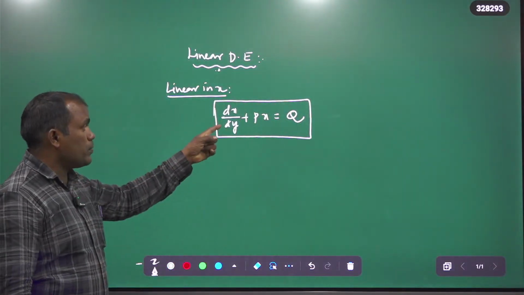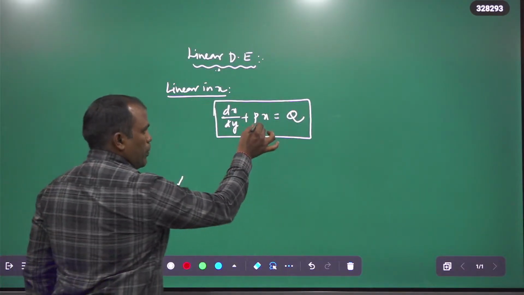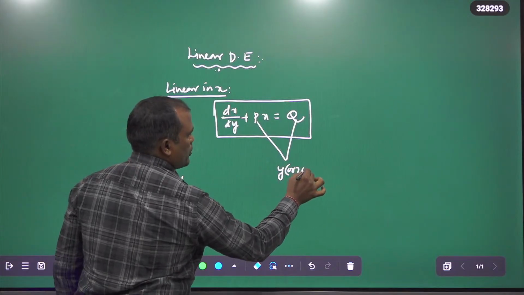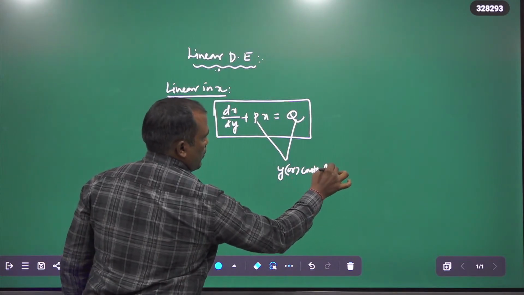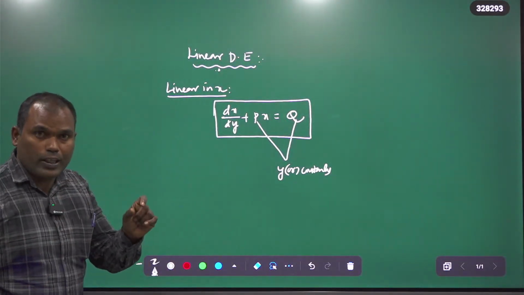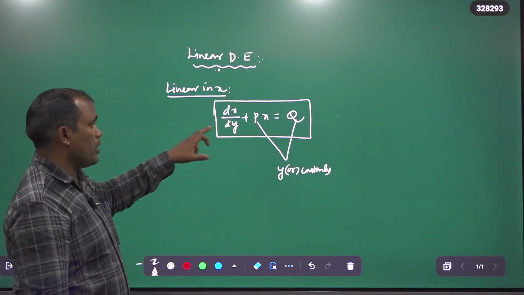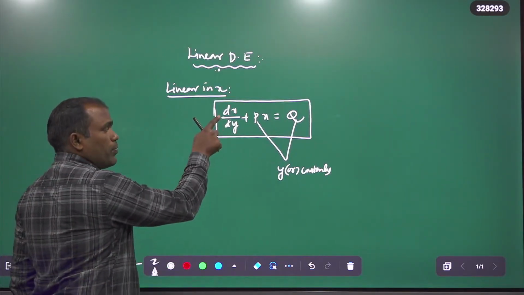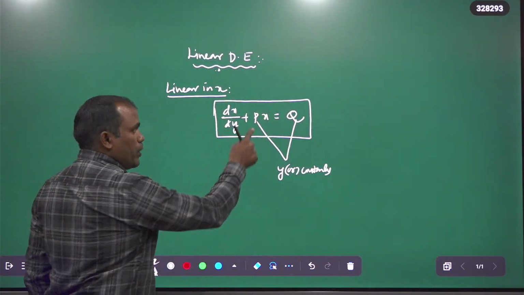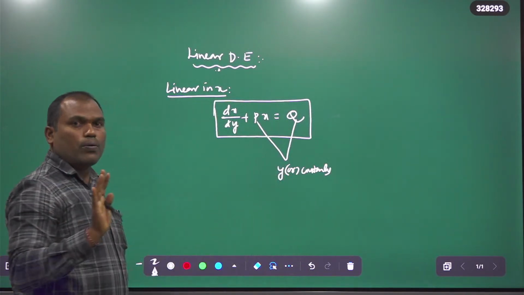So dx/dy + Px = Q, where P and Q are functions of y or constants only. A first degree linear differential equation is of the form dx/dy + Px = Q, where P and Q are functions of y or constants only.